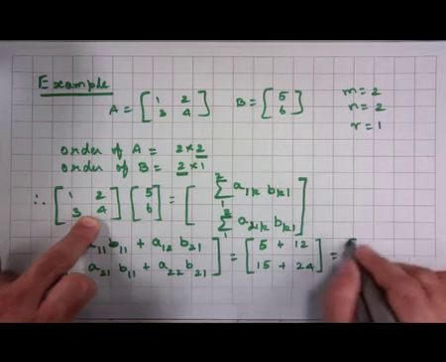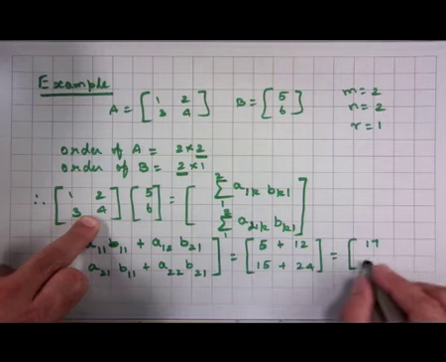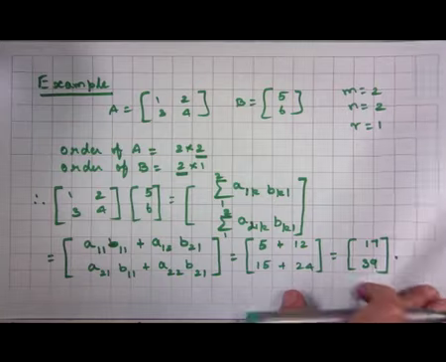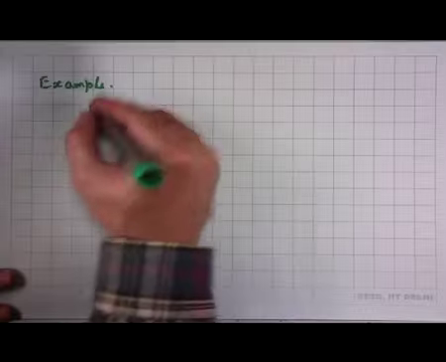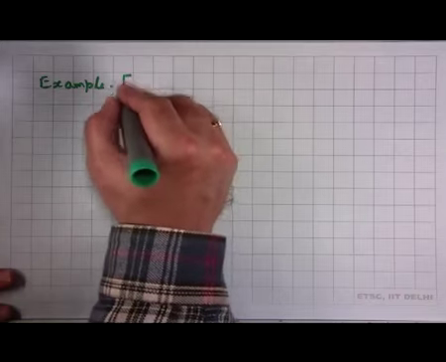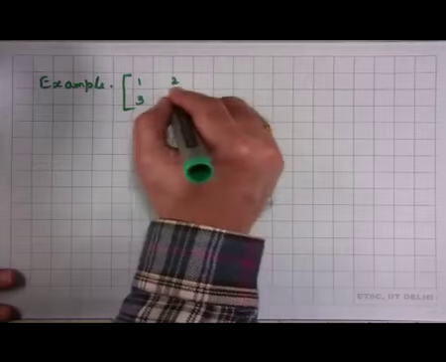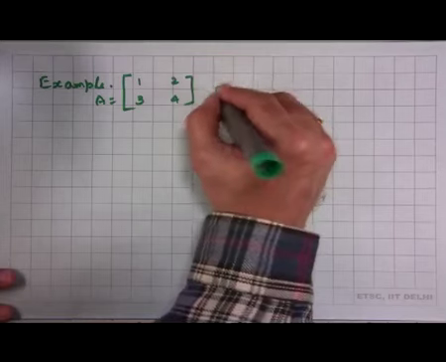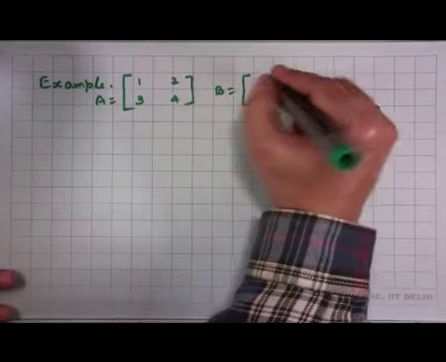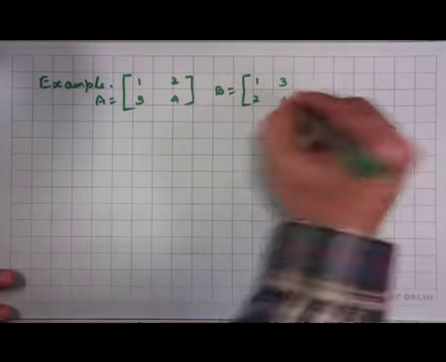So, the final matrix that we have obtained is 17 and 39. This is the matrix that we have obtained. Let us do one more example. Let us do it for A: 1, 2, 3, 4. This is your matrix A, and your matrix B is 1, 2, 3, 4, 5, 6.